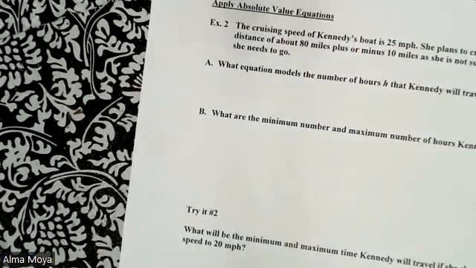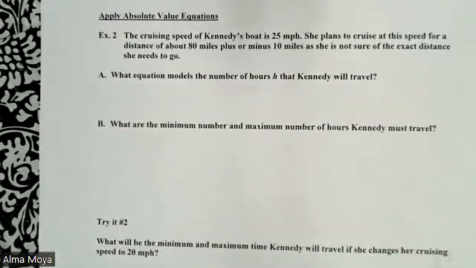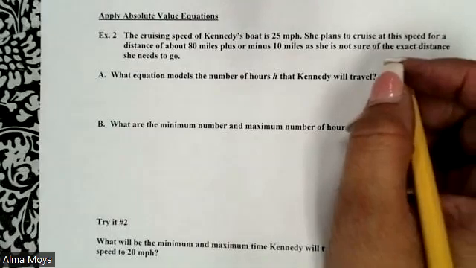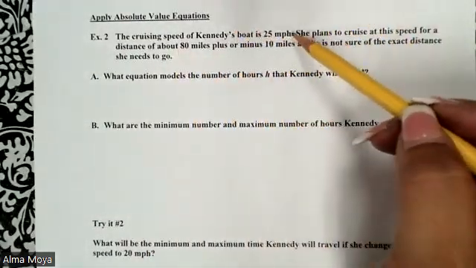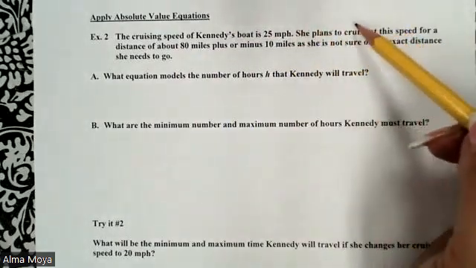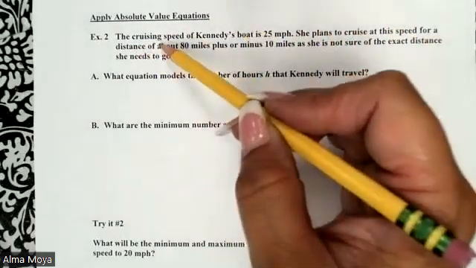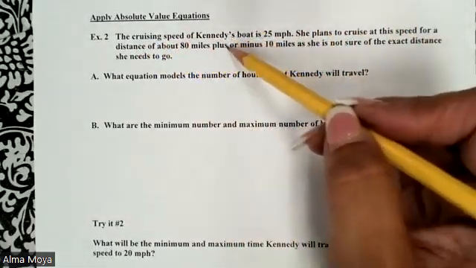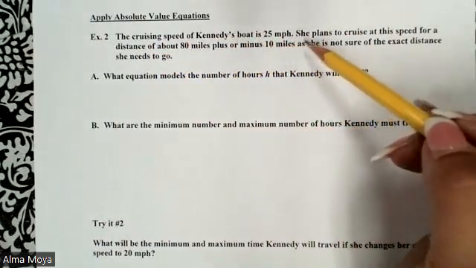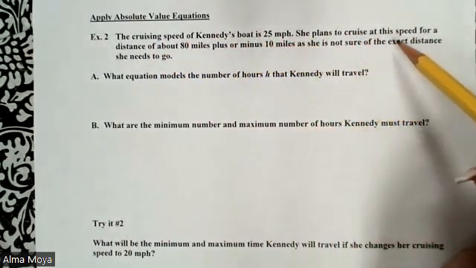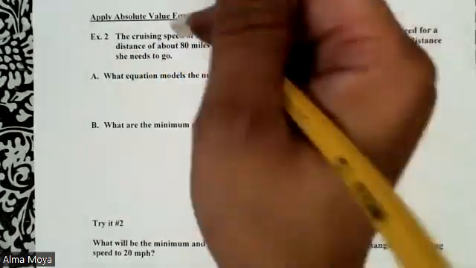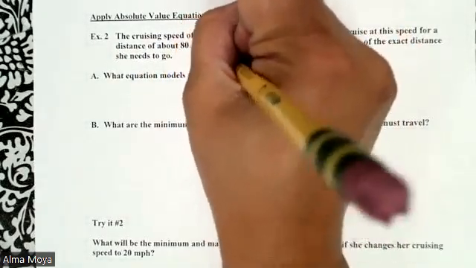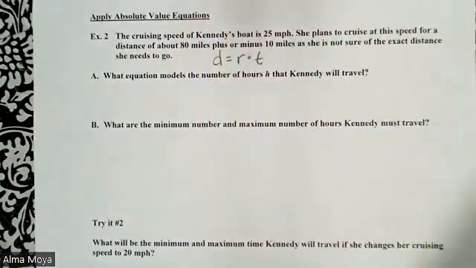Next page. We're going to start applying absolute values to word problems. So the cruising speed for Kennedy's boat is 25 miles per hour. She plans to cruise at the speed for a distance of about 80 miles plus or minus 10 miles, as she is not sure of the exact distance she still needs to go. So we have to go back to this. Distance is equal to rate times time.